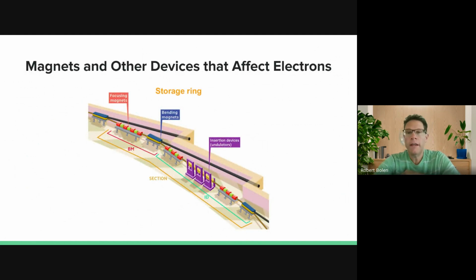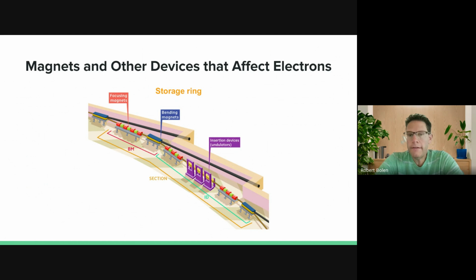And all this needs to be done maintaining a high energy level so we can actually see the individual atoms. Okay, so this is just a quick look at some of the magnets and the other devices that affect the electrons. So this is the storage ring, and there's a tube here that the electrons are moving through. And these magnets, there are different types of magnets. Some of them help focus the beam and keep it centered.